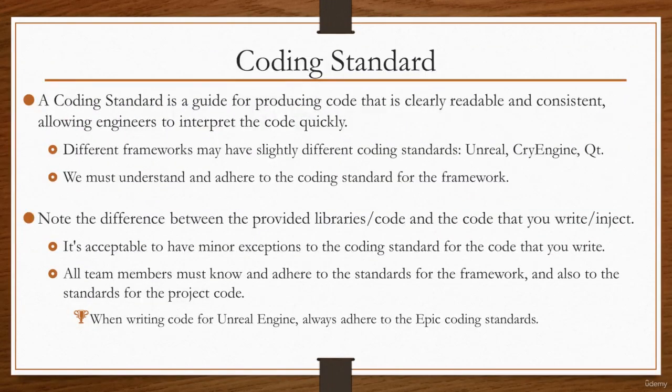Hey, so in this lecture I want to discuss the coding standards for developing in Unreal Engine. So what is a coding standard? A coding standard is a guide for producing code that is clearly readable and consistent. So it has to be clear, it has to be readable, and it has to be consistent. And this allows engineers to interpret the code quickly.